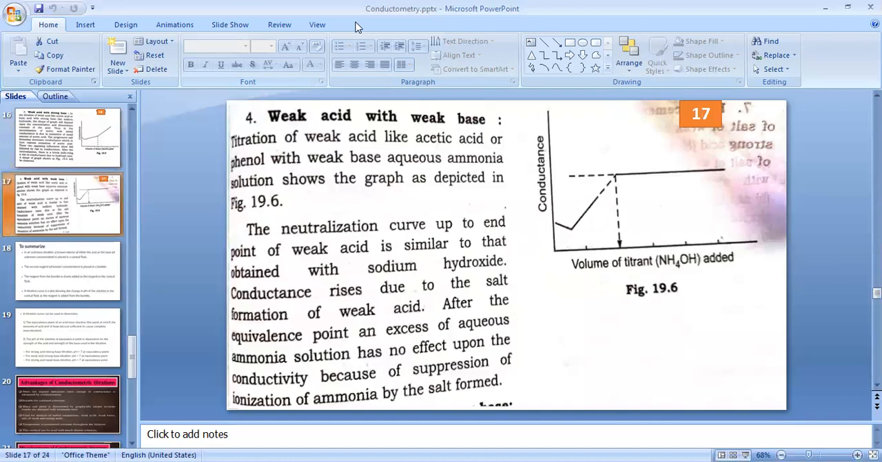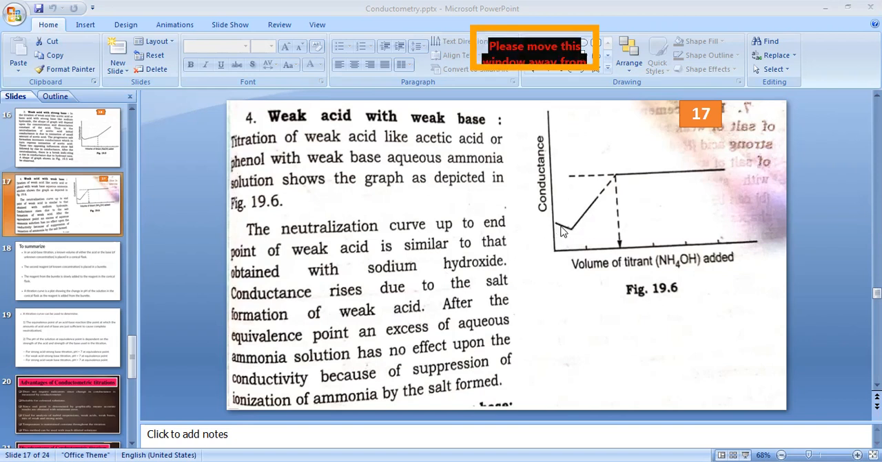The fourth type of conductometric titration is the titration of weak acid with weak base. Say, for example, the titration of acetic acid or phenol with a weak base, that is aqueous ammonia. And the graph of weak acid with weak base is depicted over here. The neutralization curve up to the end point of the weak acid is similar to that obtained with sodium hydroxide. So conductance rises due to the salt formation of the weak acid. So there is a rise in conductance.